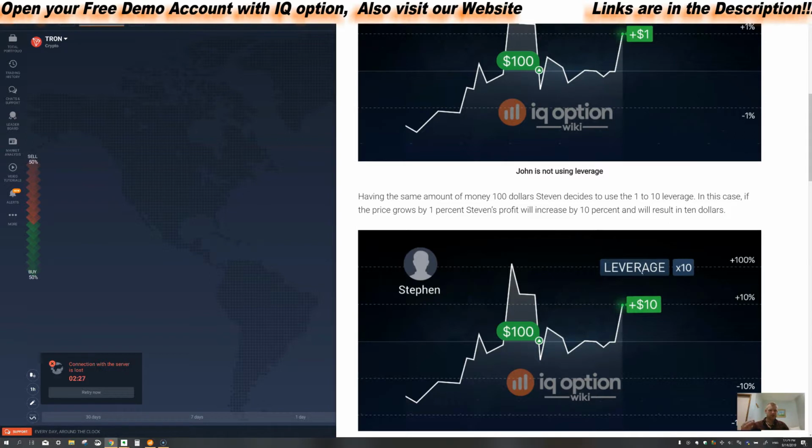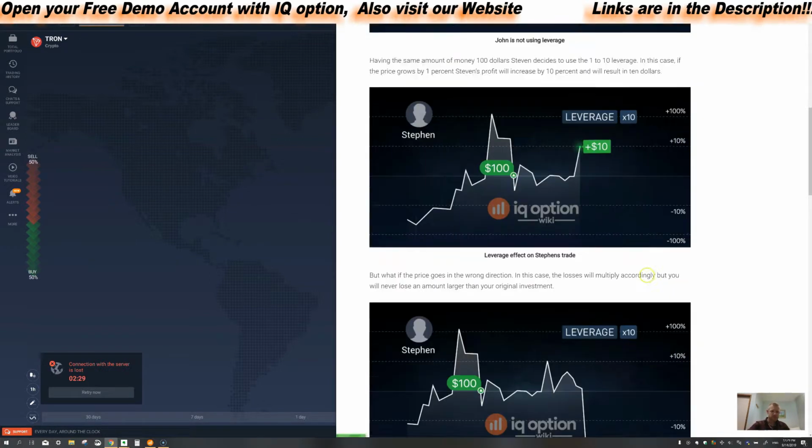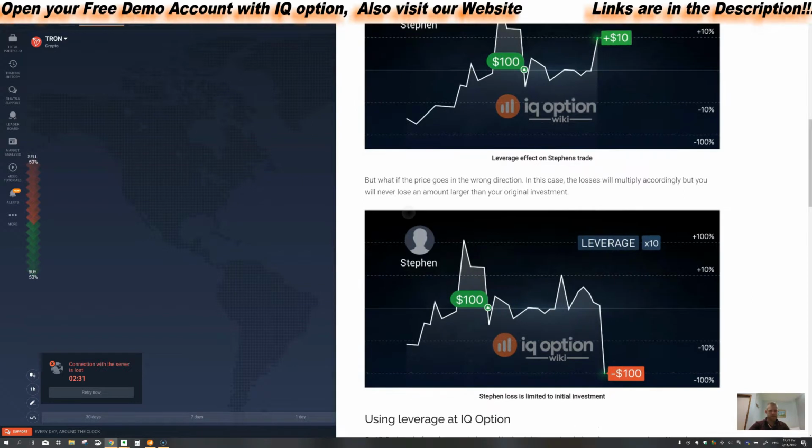It's also risky, because if we take the next image, you look at Steven here, he invested $100, but it's 10x, and then it goes 100% against him. That means he loses his total investment. That's what's riskier about leverage. That's why I always recommend not to take too much leverage. Just take small leverage, like 3x, 5x, maybe 10x.